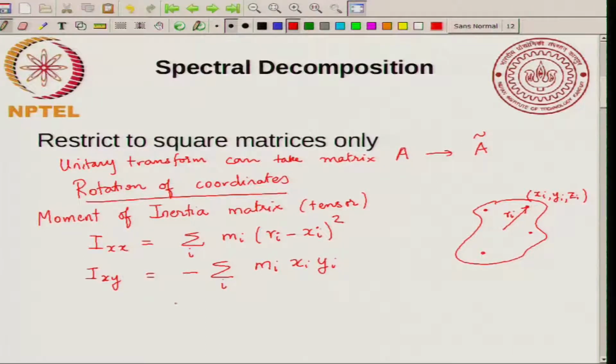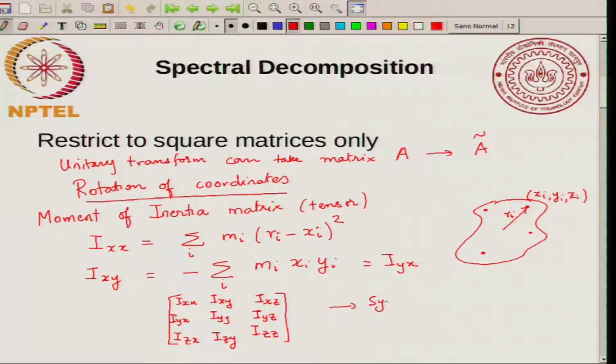So this moment of inertia matrix looks like this. You have I_xx, I_yy, I_zz along the diagonal, and then you have I_xy, I_xz, I_yx, I_yz, I_zx, I_zy. This is what your moment of inertia matrix looks like, and clearly you can see that I_xy equals I_yx. Therefore the matrix is symmetric.